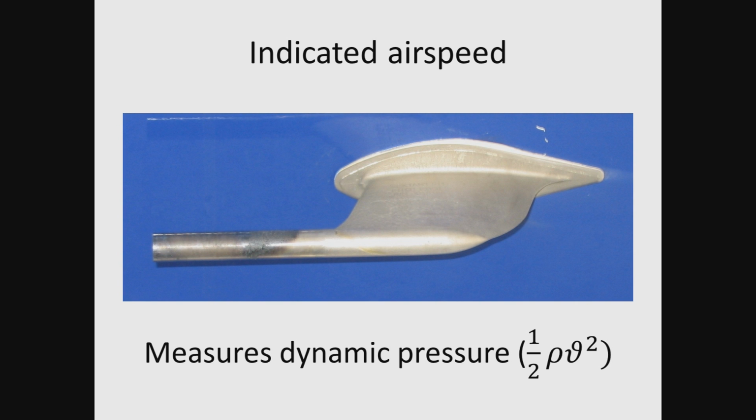It's called an indicated airspeed because it's a very raw measurement. The air gets forced into the pitot tube and is directly converted into an airspeed without any corrections taking place.